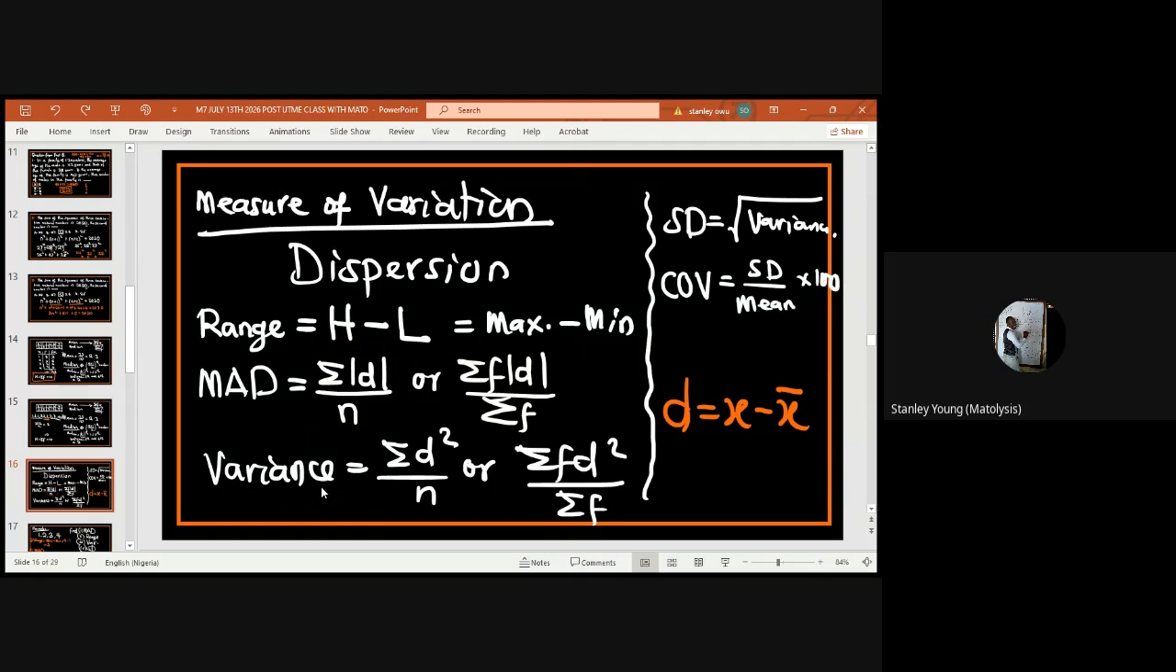Similarly, variance is the mean of deviations from the mean. I'm sorry, I repeat, the mean of the square of deviation from the mean. You get the square of the deviation, and you get the mean of those square of deviation. If frequency is involved, you multiply by f. Standard deviation means square root of variance. Coefficient of variation means standard deviation over mean times 100.